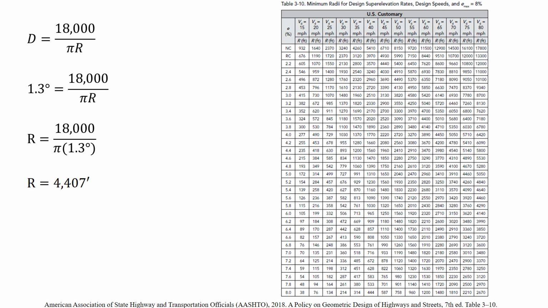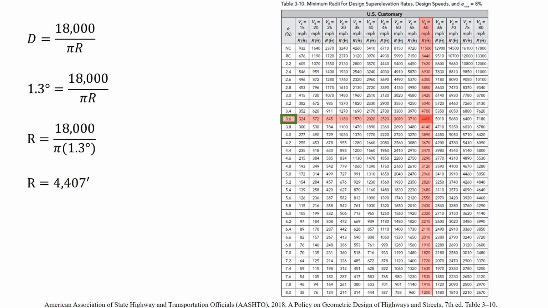Here's our table, 3-10, which is the minimum radii for design superelevation rates with design speeds and emax of 8%. So using our design speed of 60 miles per hour, we can look for our radius of 4,400. And we need to go over to find our design superelevation rate, which is 3.6%. So that's the solution to this problem.